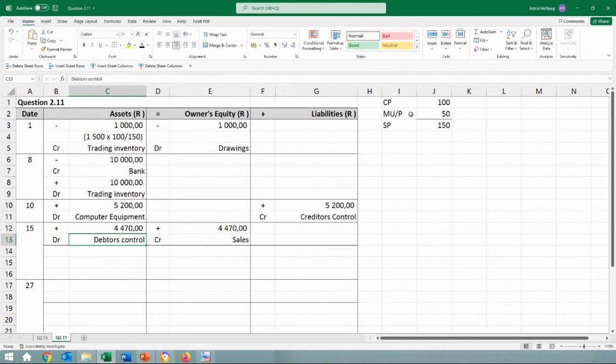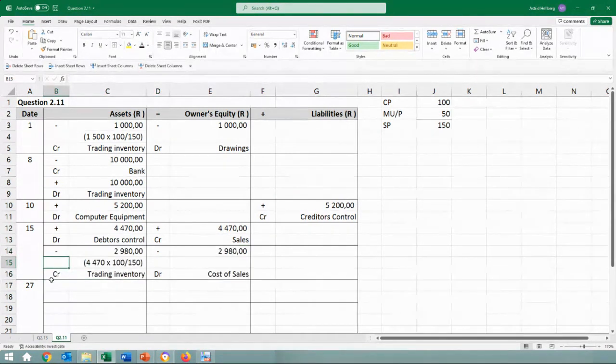That amount currently represents 150%, but I want to know what is 100%. So I'm going to divide that amount by 150, and then multiply it by 100 to work out the value. Now, the first step is we take it out of the inventory. So we're reducing our stock on hand balance with the amount we've sold, but at the cost price.